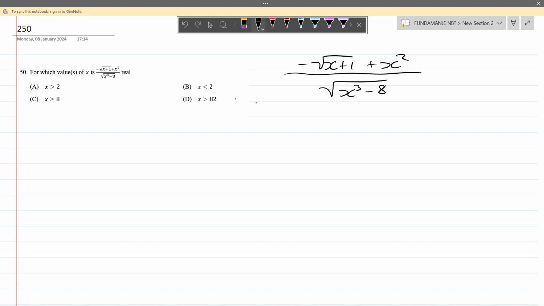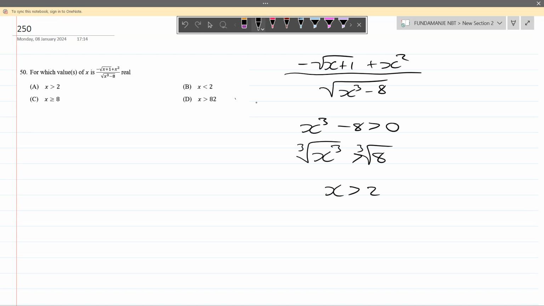And if we have to solve for the values of x for which this expression is real, we need the denominator not to be equal to 0, and we also need what's underneath the square root to not give us a negative number. So this cannot be 0, and it cannot be less than 0. So therefore x cubed minus 8 should be greater than 0. And solving for this, we get x cubed is greater than 8, and we take the cube root of both sides, we get that x should be greater than 2.